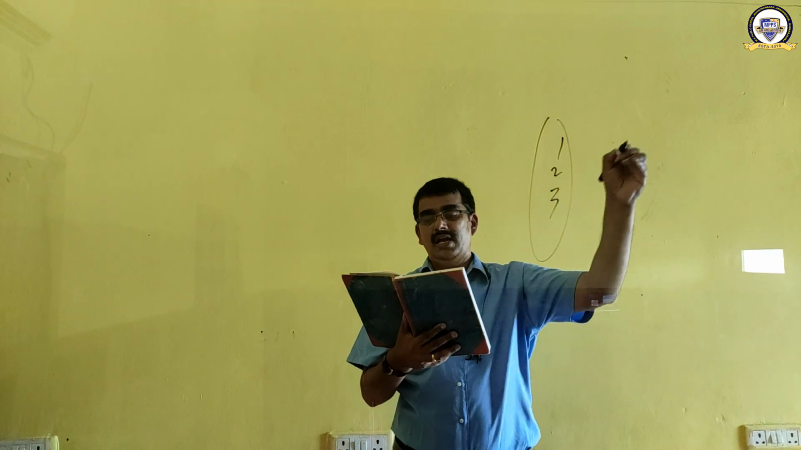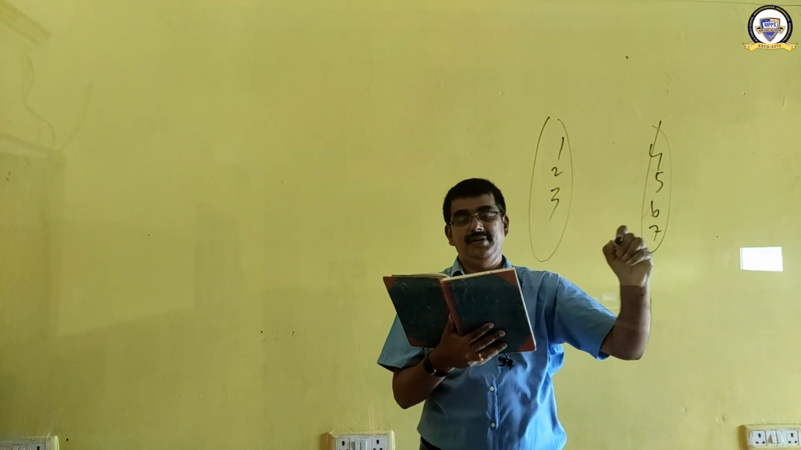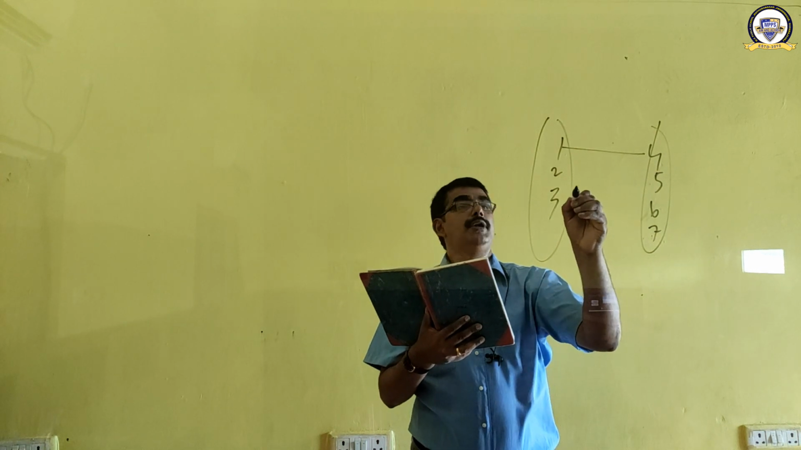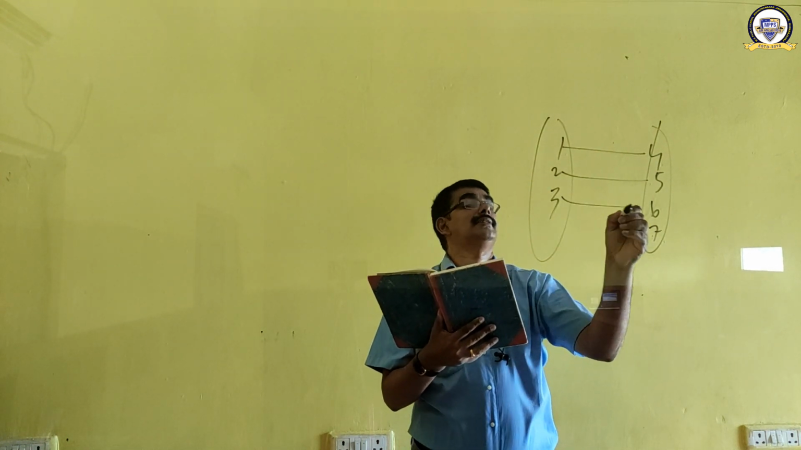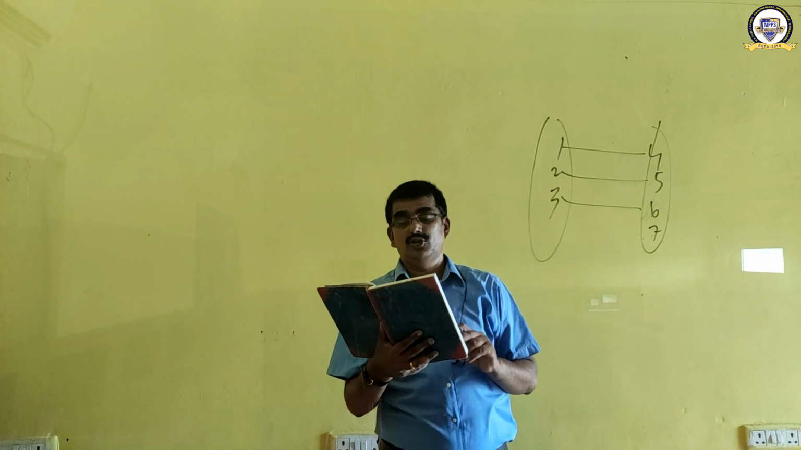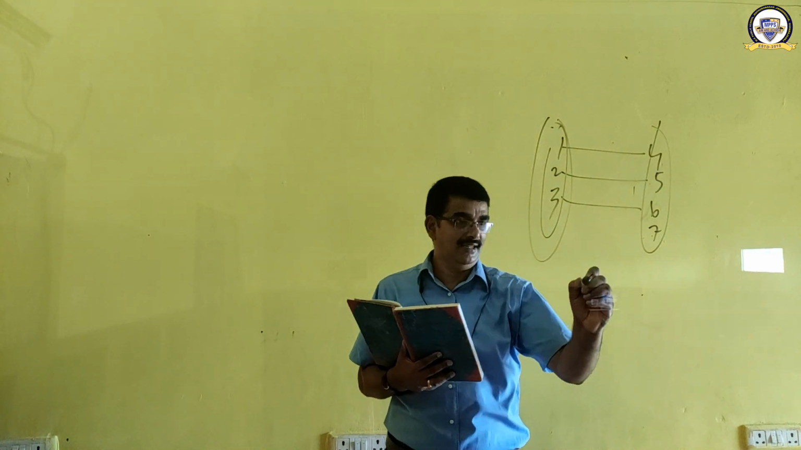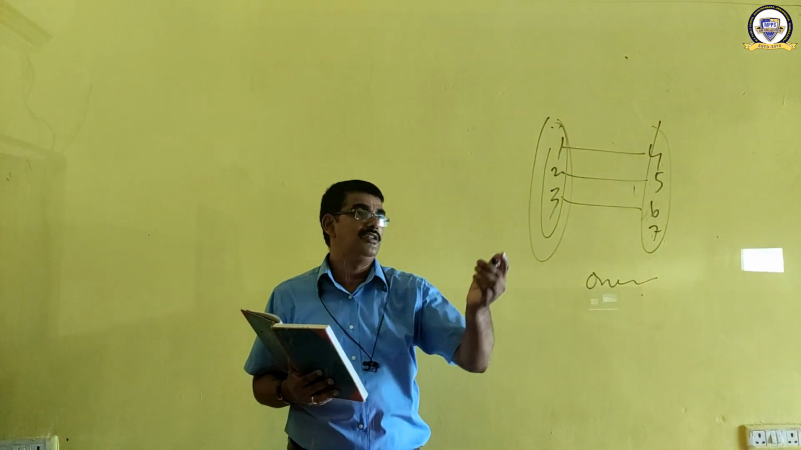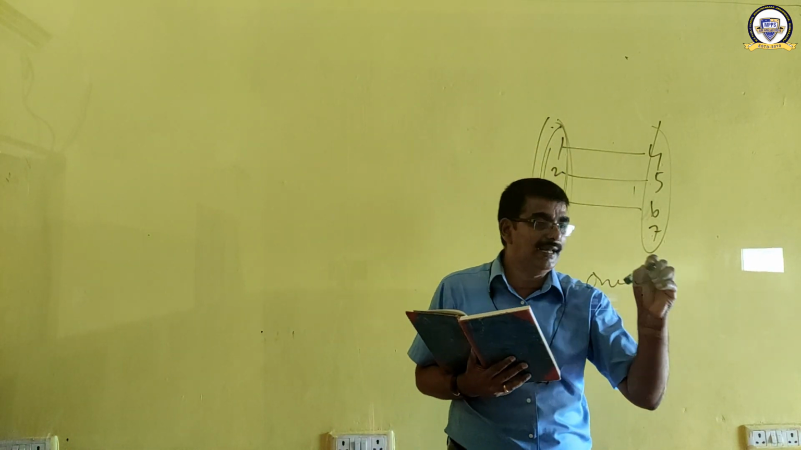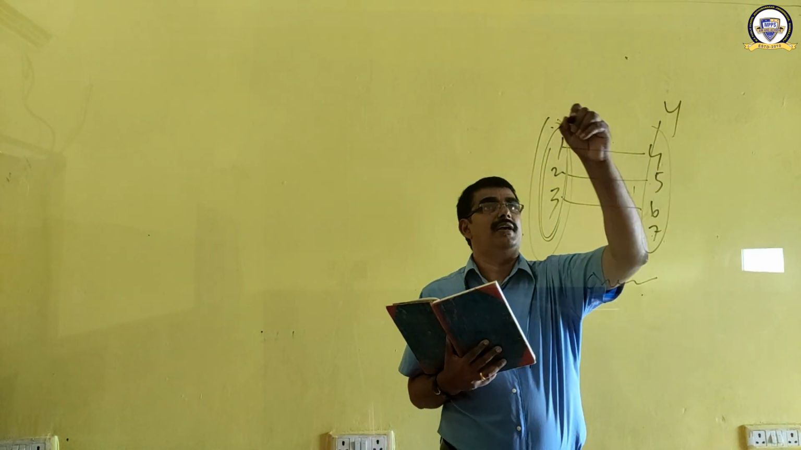Now question number 6. A is equal to {1, 2, 3}, B is equal to {4, 5, 6, 7} and f is equal to {(1,4), (2,5), (3,6)}. Then is the function from A to B 1-1 or not? Just write A is equal to 1, 2, 3 and B is equal to 4, 5, 6, 7 and the function is 1 to 4, 2 to 5 and 3 to 6. See, each and every member of this domain is having an image. That is why it is 1-1.